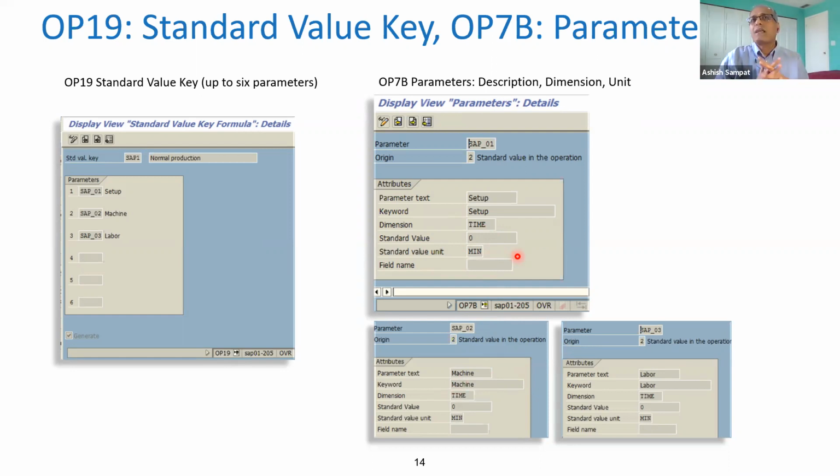But good news, SAP allows lots of options, and in the standard list itself, when you go to OP7B, you'll find lots of parameters. Most clients copy them as reference and then create your own parameters and create your own standard value keys as well to assign. That way you can make changes in future. That's again the best practice.